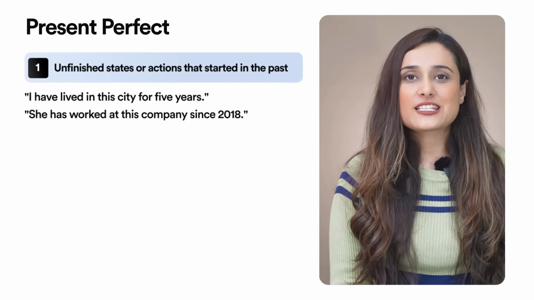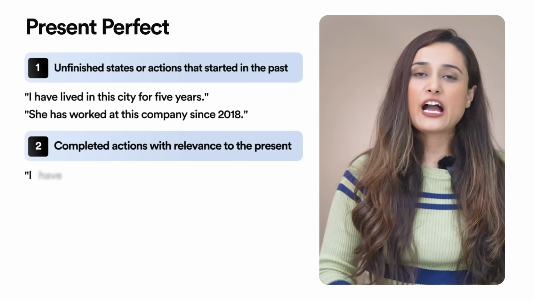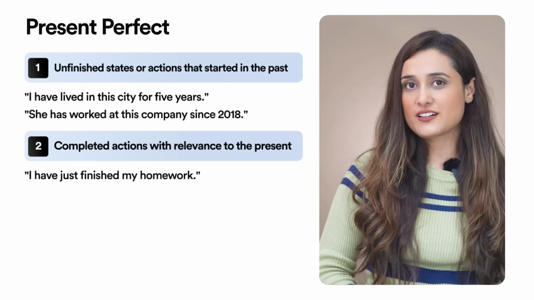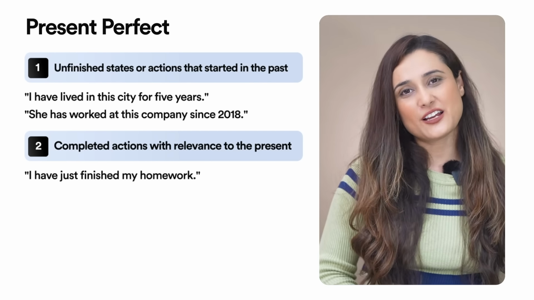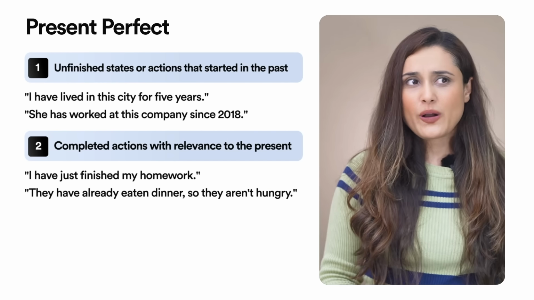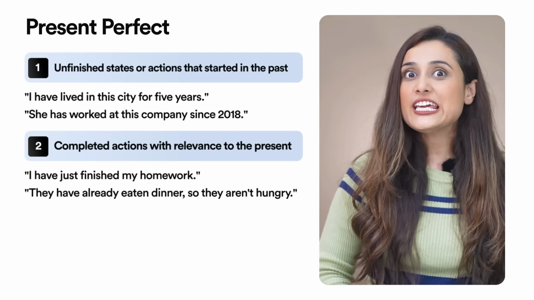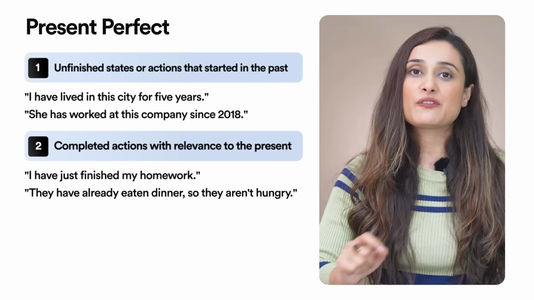Next use case is completed actions with relevance to the present. I have just finished my homework. So I'm telling you that I've just finished my homework. Can I please go and play now, mommy? They have already eaten dinner, so they aren't hungry. So why are they not hungry? Because they've already eaten dinner. So eaten is showing you the presence of present perfect tense.